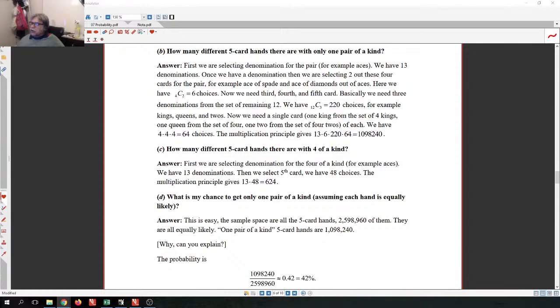On the second page of problems in this lecture on finite combinatorics and counting, I have lots of problems about the cards. Okay, so let's go through these problems. The first question is, how many different 5-card hands are there with one pair of a kind? Now this is really not that hard to answer, but this is what you need to do.